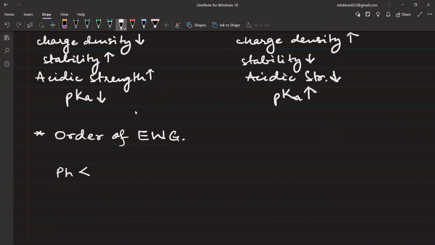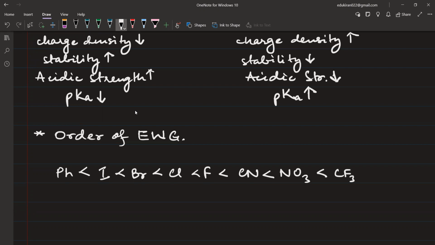So in phenyl, that is the benzene ring, if it is attached to a carboxylic acid, then it is going to be an electron withdrawing group. But more than that, we have iodine, then bromine, then chlorine, then fluorine, the nitrile, followed by the nitro group, and the most acidic will be CF3.